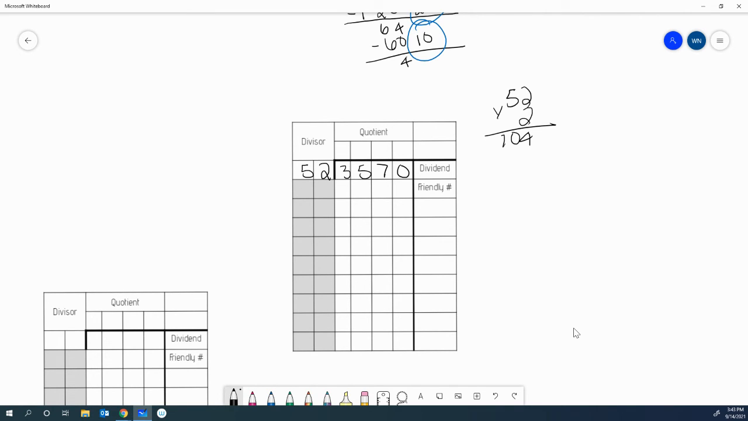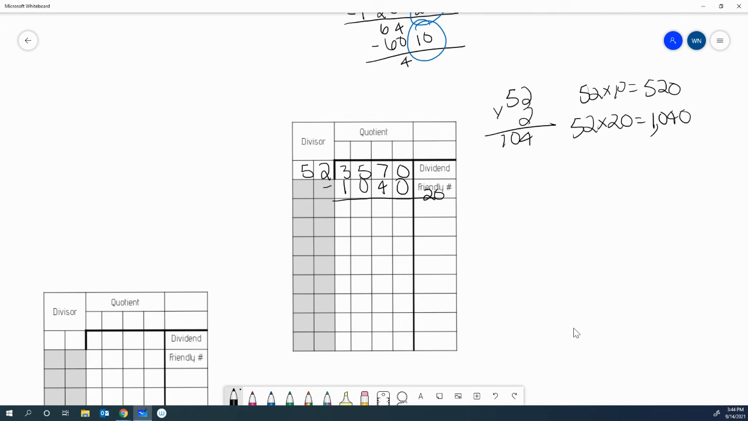2 times 5 is 10. That got me to 104. That really didn't help me at all. I know I could do 52 times 10. That'll get me 520. I kind of want to be a little bit bigger than that. What if we say 52 times 20? That would be 1,040 because I know 52 times 2 is 104 plus a 0, 1,040. Let's try that one. Let's make my friendly number 20. 20 times 52 is 1,040.